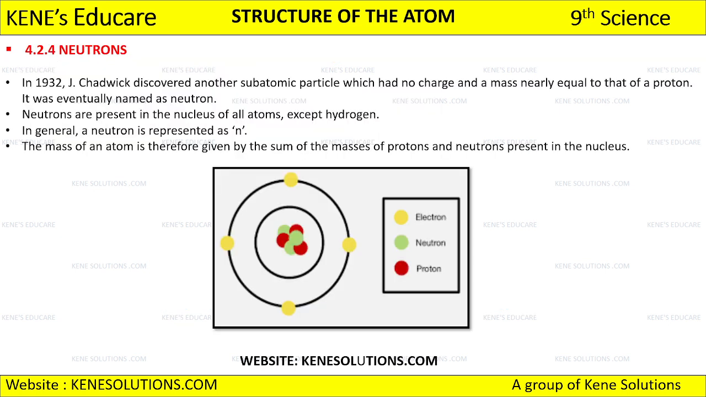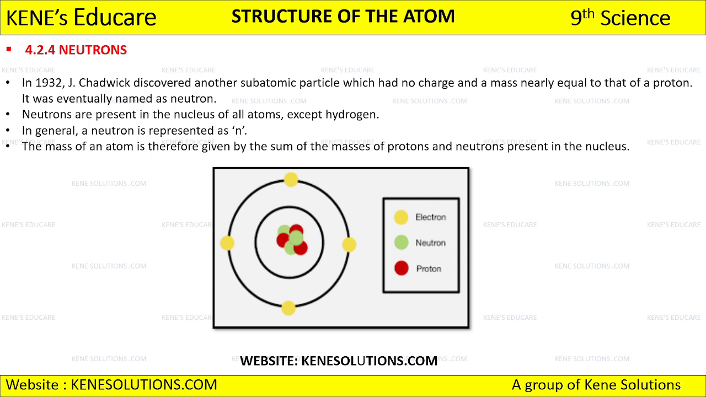After this, we are going to study neutrons, what exactly neutrons are. See, in 1932, J. Chadwick discovered another subatomic particle which had no charge and a mass nearly equal to that of a proton. So Chadwick was the one.